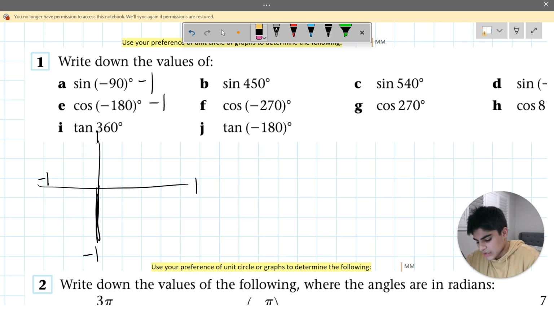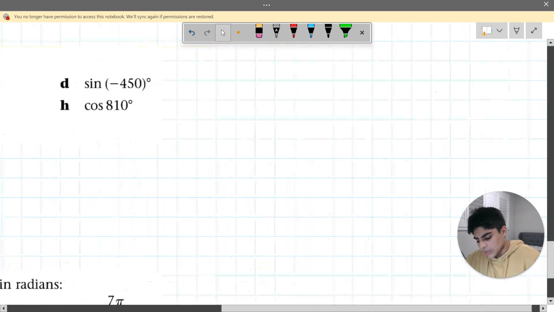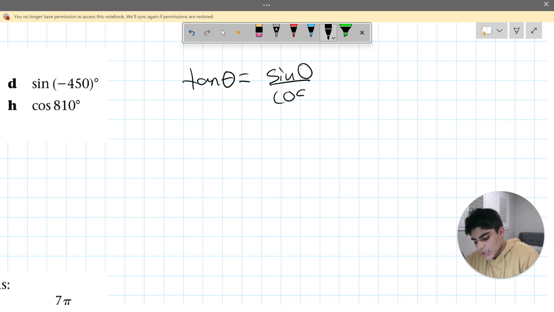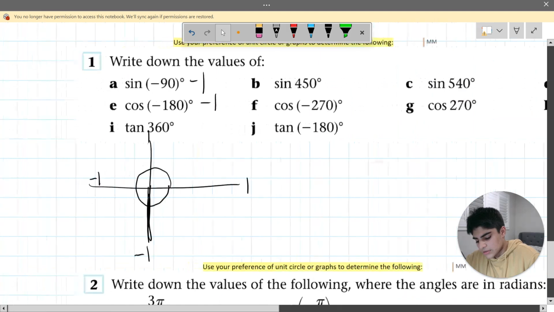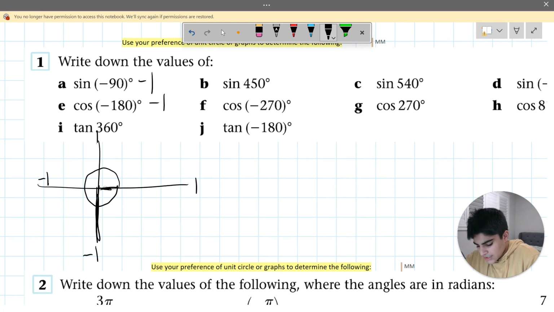Tan 360. This is one full rotation. At tan 360, on a side note, tan theta is sine theta divided by cosine theta. At this point, cosine theta is 1, but sine theta is 0, so tan 360 equals 0.